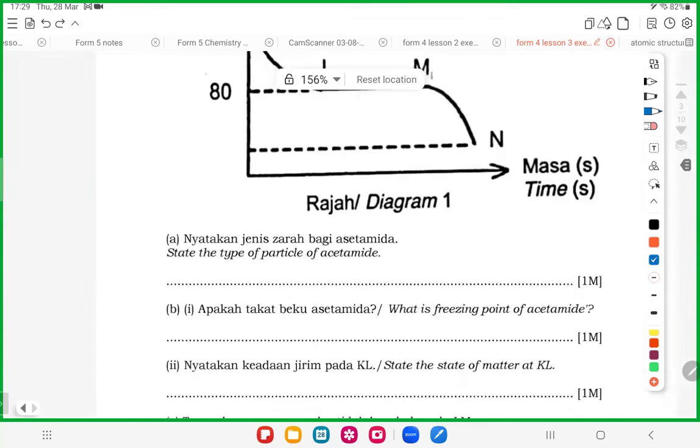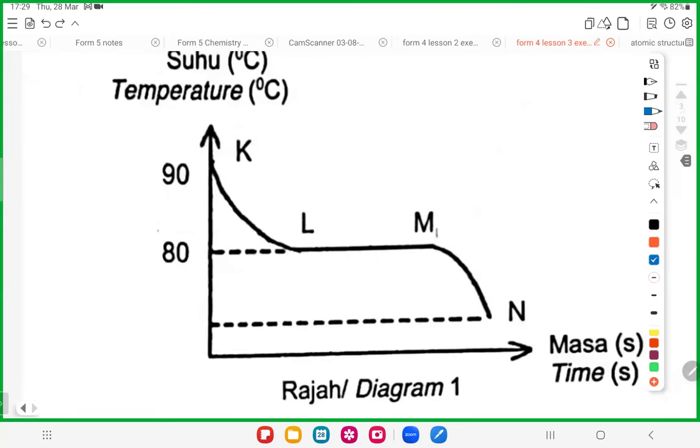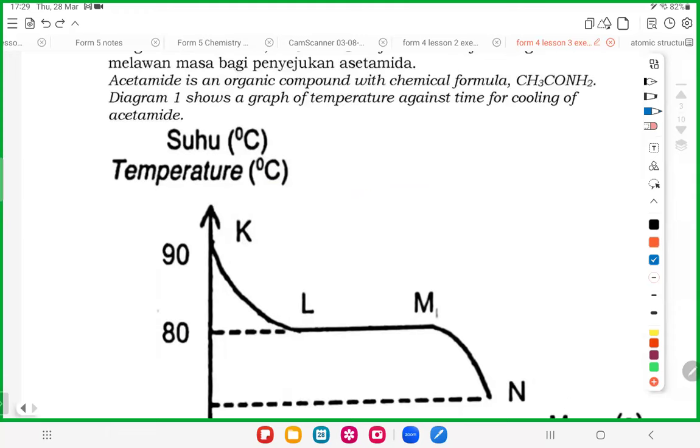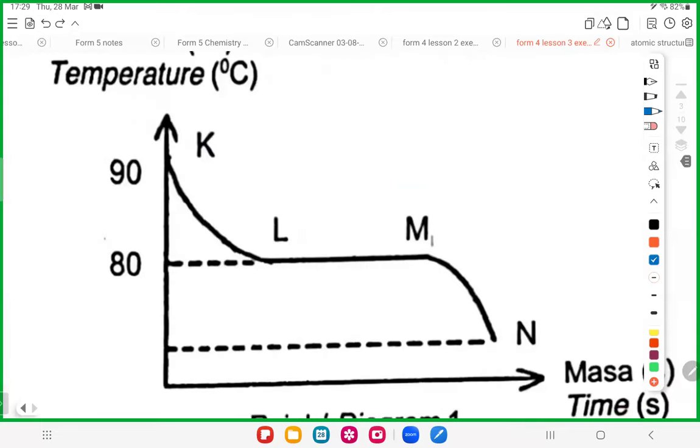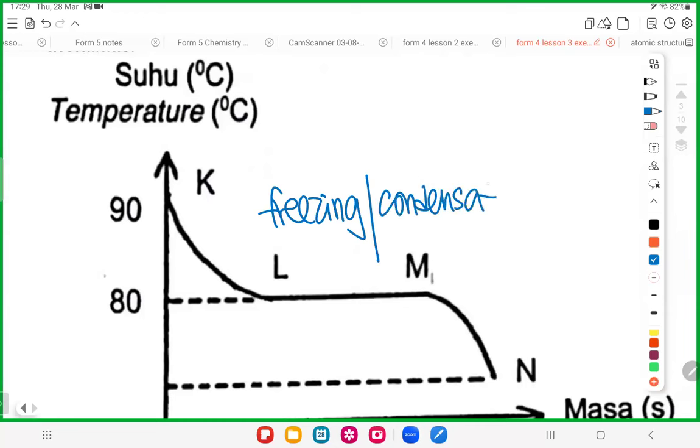For the first one, as you can see, this is a cooling curve. How do you know? Staircase going down is a cooling curve. Staircase going up is a heating curve. So obviously, this is a cooling curve. This cooling curve has how many staircases? One. So when you only have one staircase, maybe it represents freezing, maybe it represents condensation. How do we know which one?